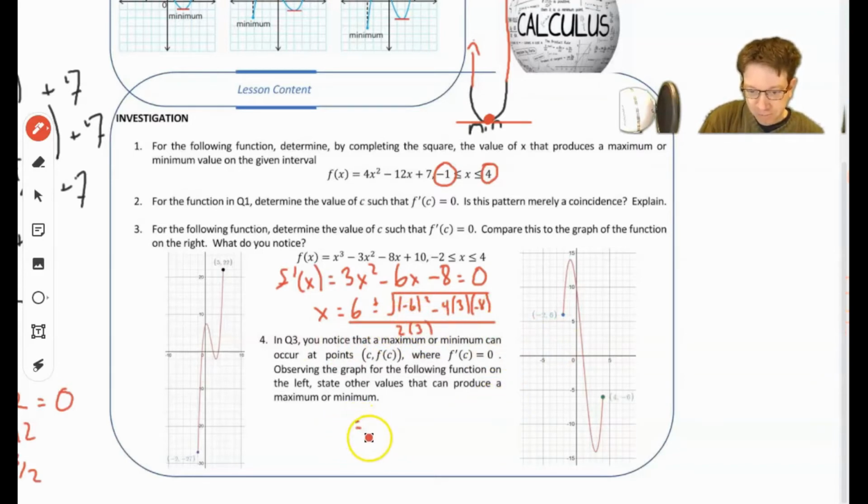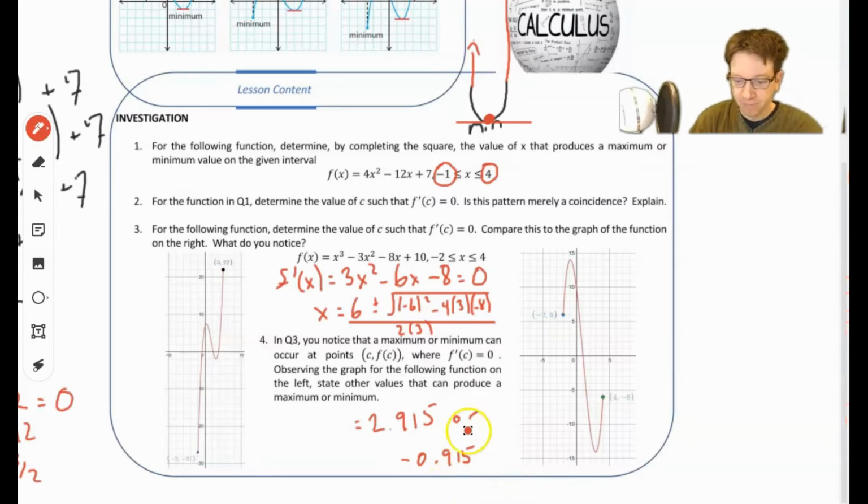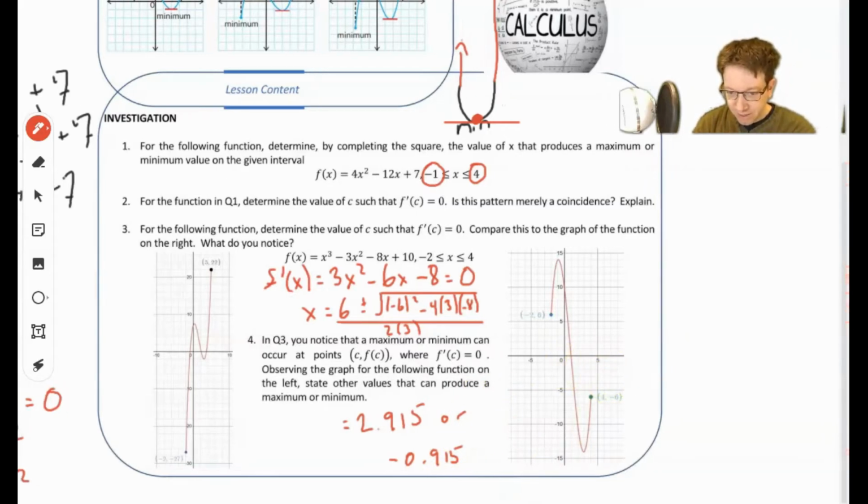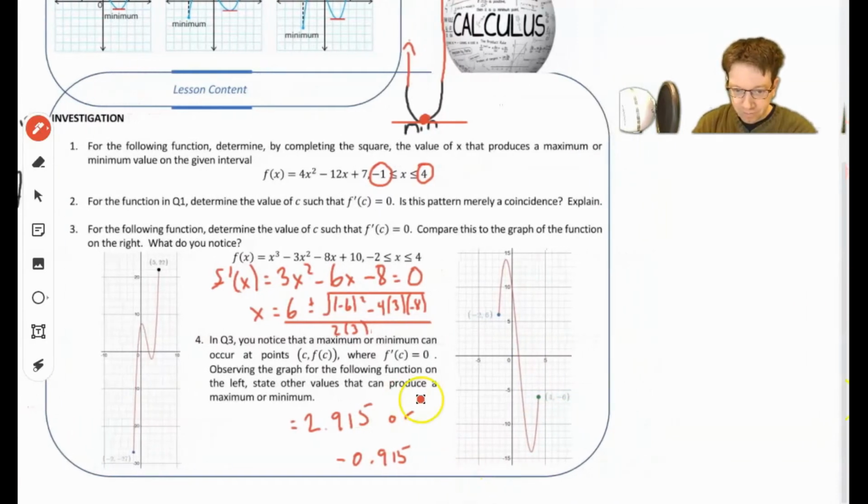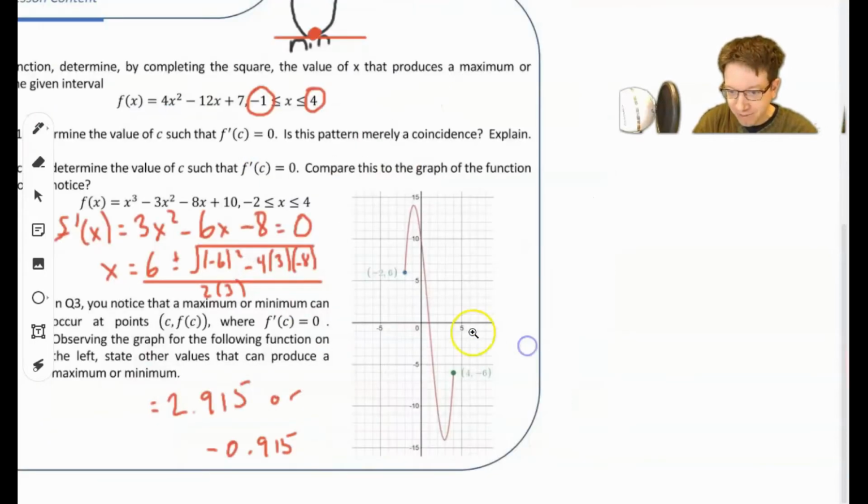All right, and when we put all that into our calculators, we get two options, 2.915 or negative 0.915. So that is actually two possible options. And I have those two options right here. Let me zoom in. So I've graphed that function.